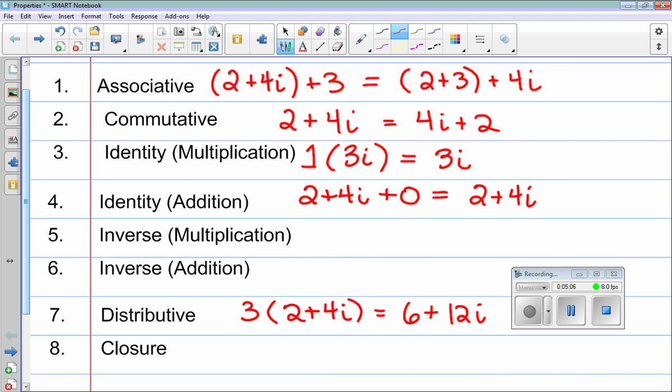for multiplication. It's two numbers I multiply, and I get the identity out. Same thing with the addition one. I think the addition one's a little easier. It's two numbers I add together, and I get the identity out. So what two numbers can I add together, and I equal 0? So for example, if I had 2i here, what could I add to it and end up with 0 at the end? Negative 2i. Very good.